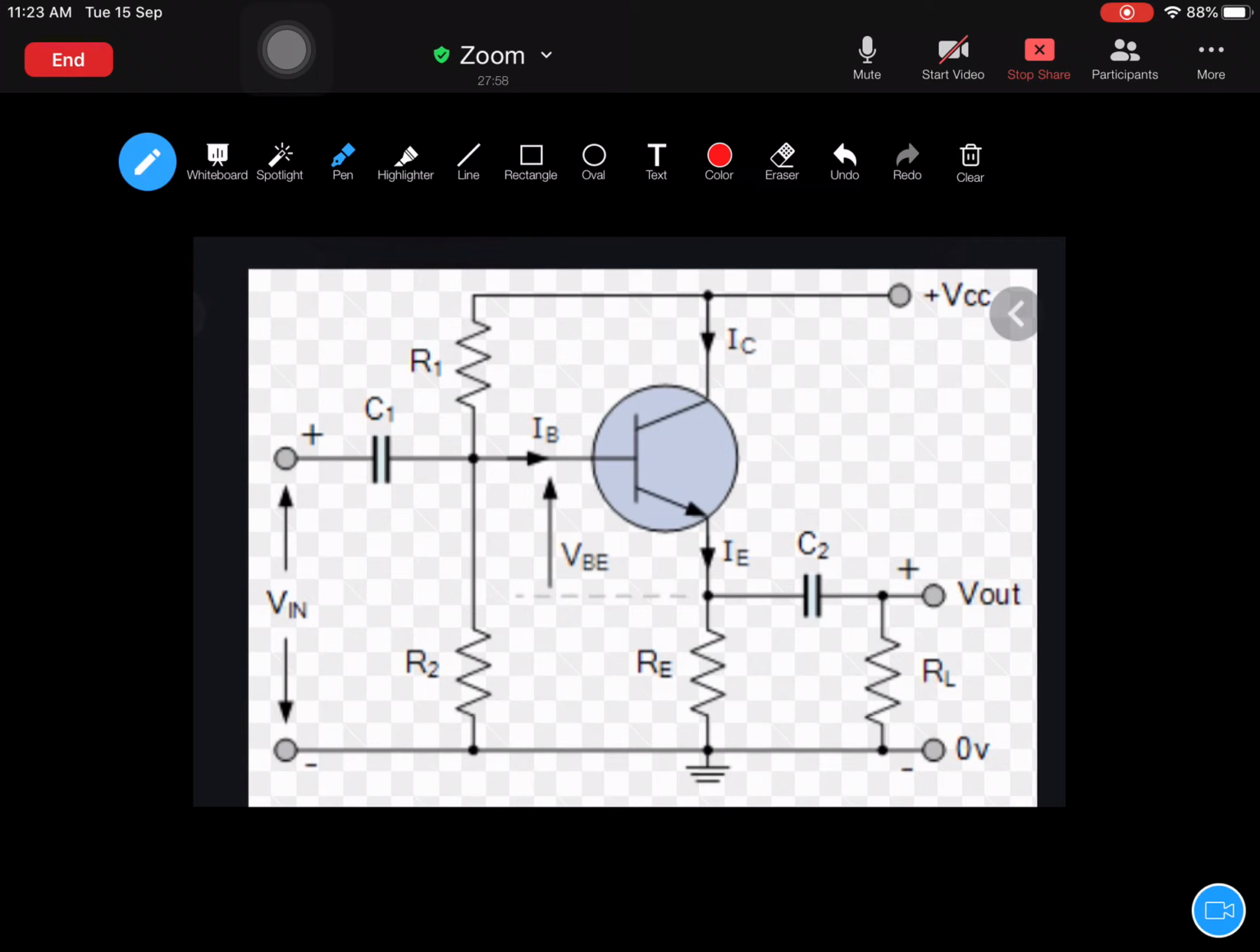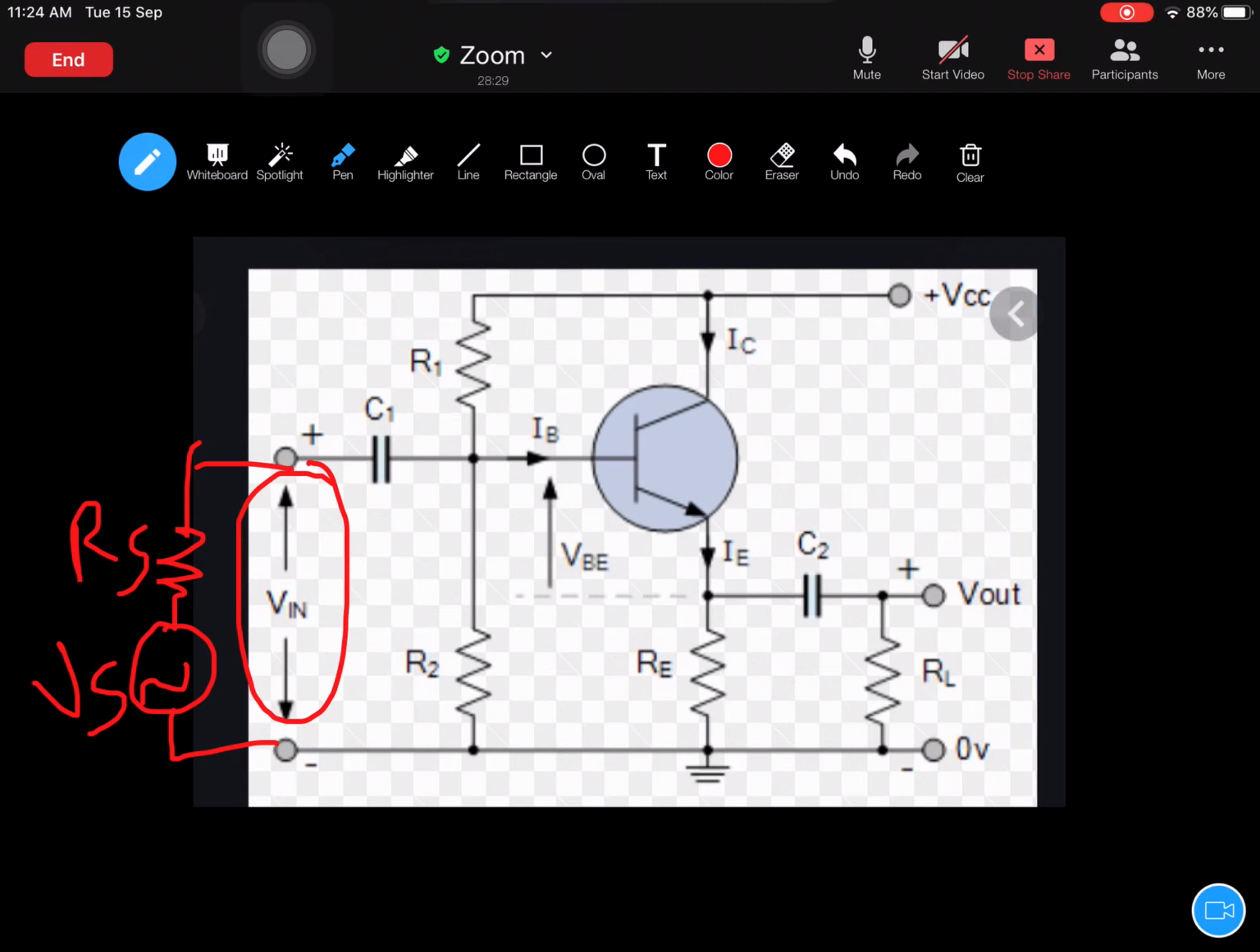As you can see, the base side is connected to the input voltage source. Generally this will be an AC sine wave, and in some textbooks with this AC sine wave they will represent a resistance also, that is nothing but source resistance. Both are one and the same. Whenever they say Vs and Rs, they can represent it like this, or they can simply represent it as V, the input voltage.